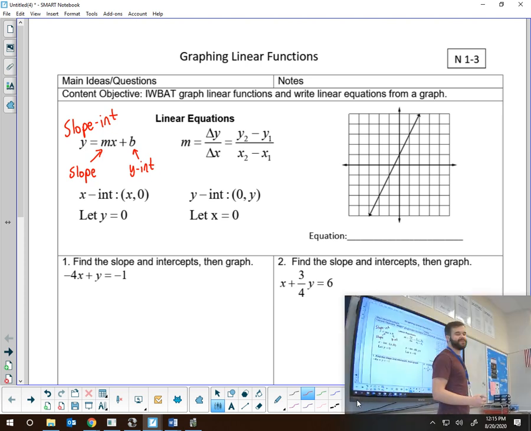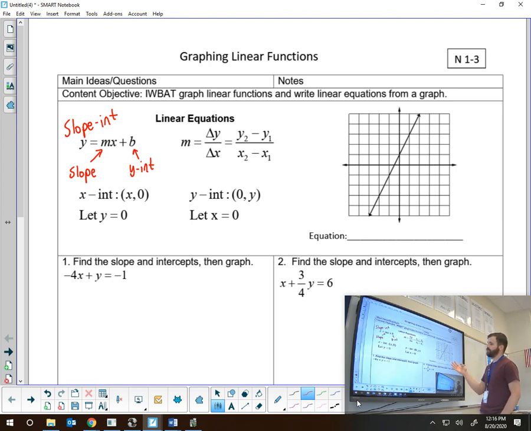Hey guys, today we are doing notes for 1-3, graphing linear functions. This should be really just a recap of what you learned in Algebra 1 and even worked on in geometry. All we're doing is just graphing our straight lines, okay?